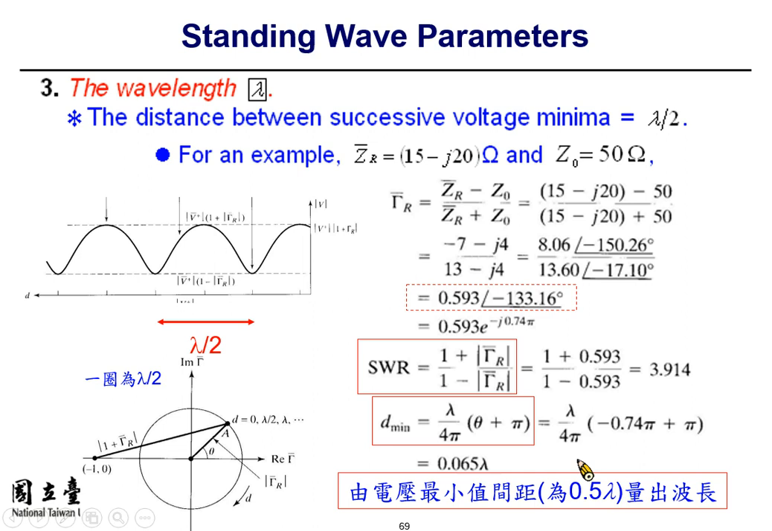And using this definition, you can find the standing wave ratio, which is around 3.9. And the distance to the first voltage minimum can be calculated using a formula like this, which is 0.065 lambda, as you can find here.